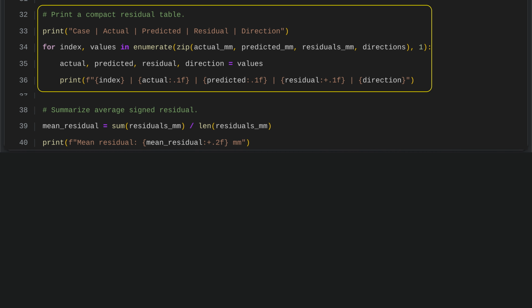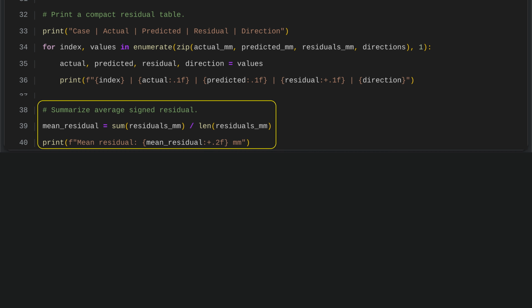The code creates a residual table with columns for the case number, actual value, predicted value, residual, and direction. It loops through the related values together using a 1-based index as the case number, then prints each row in a consistent format. Values are rounded to 1 decimal place, and the residual includes a positive or negative sign to make overpredictions and underpredictions easy to identify.